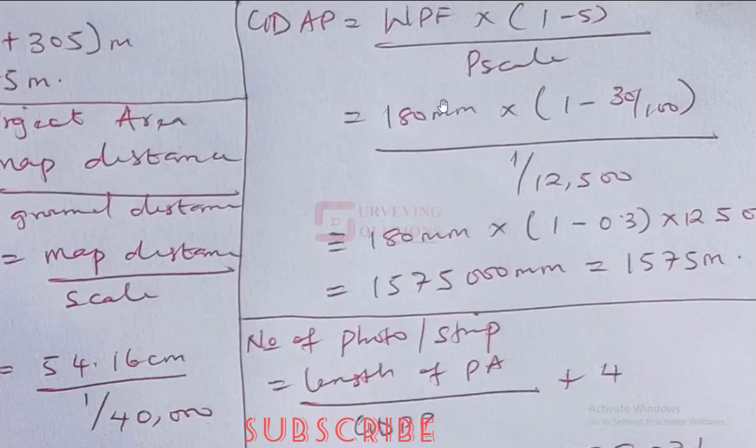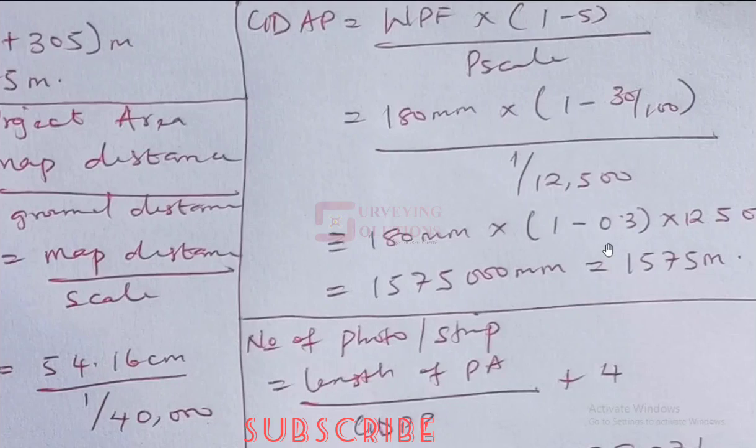that the dimension of the photo format is 180 mm by 180 mm. So we still have 180 mm here, right? Good. So 180 mm multiplied by 1 minus 30 over 100. Are we together? So by having 30 over 100, it's divided by the photo scale. So it simply means 30 over 100 is 0.3. So you just run through the calculation as we've explained earlier.